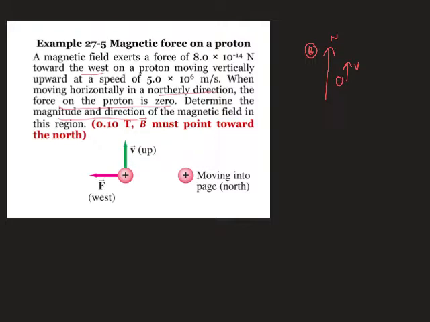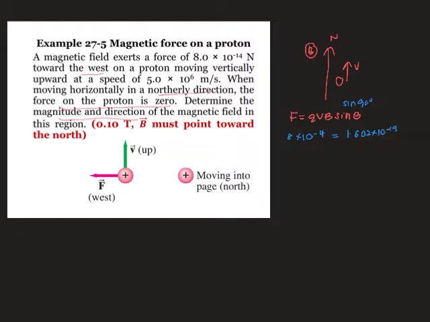Now we are going to find the magnitude of the magnetic field. So we have the equation F = qvB sin θ. The angle there is definitely sin 90, which is 1. So F is 8 × 10^-14. And the charge is a proton, which is 1.602 × 10^-19.